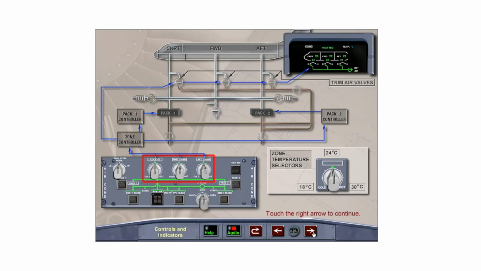The zone temperature selectors allow the temperature of each cabin zone, cockpit, forward, or aft, to be controlled individually. The 12 o'clock position is approximately 24 degrees Celsius, with the cold and hot positions being 18 and 30 degrees respectively.